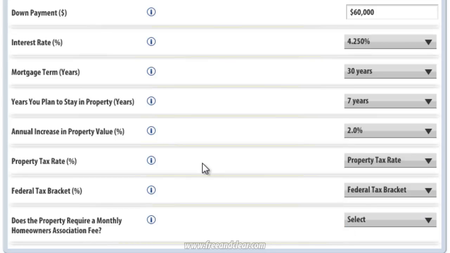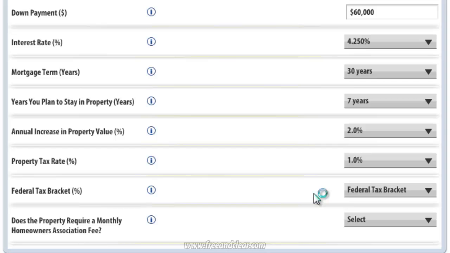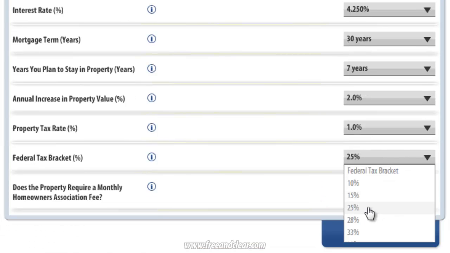The next two inputs will help us determine the interest expense income tax deduction, which is one of the key benefits you realize when you own a home and pay interest on a mortgage. First, we have property tax rate. Property taxes vary by county, so check with your local authority to determine the property tax rate in your area. I'm going to select 1% in this example, which is one of the more common property tax rates. The next input is federal tax bracket. This is the highest federal tax rate you pay on your income. I'm going to use 25% in this example.